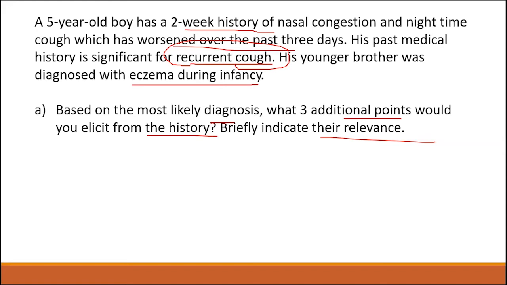Good. So what 3 additional points will you elicit from the history? 1, you want to know the family history of asthma. Find out, is there any member in your family that has asthma? Even the mother, the father, do they have asthma? You will want to find out from them. And then, are there any known triggers or allergens? Because these things can exacerbate the condition, or they can trigger it.